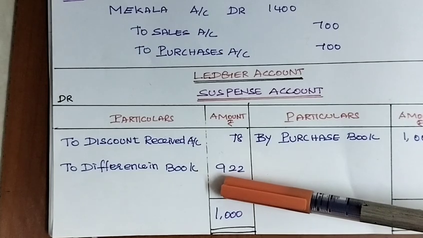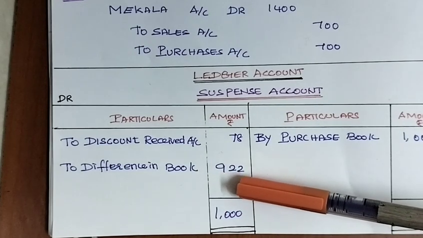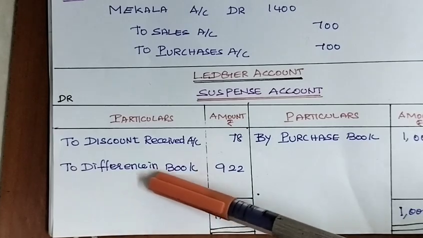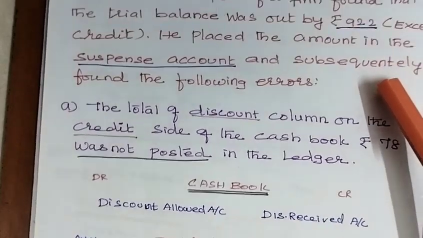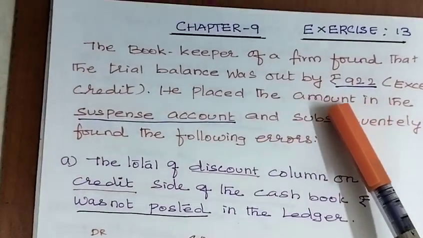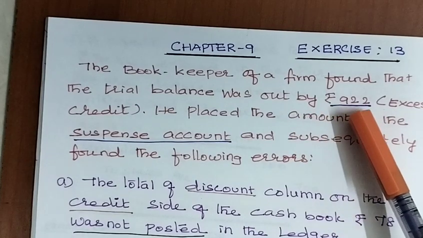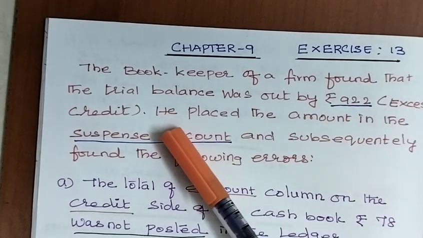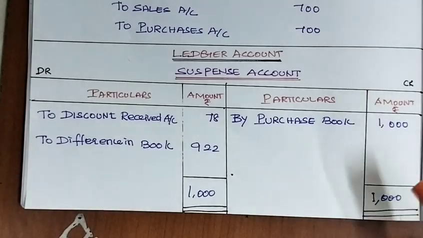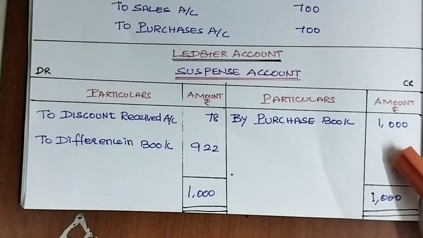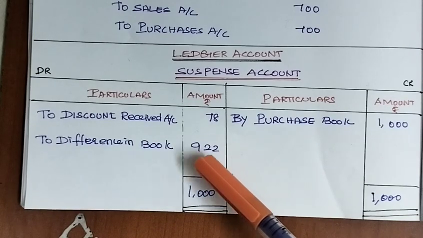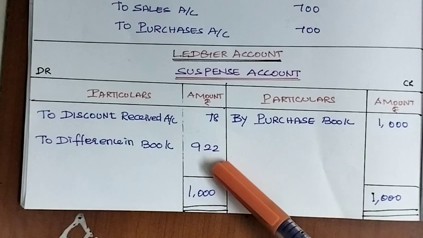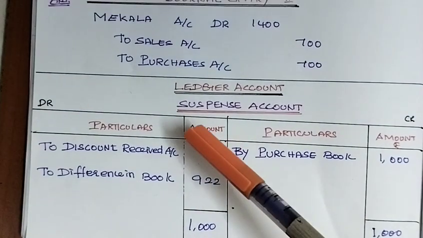We will get 922 rupees. This is the difference in the book. Listen, here in the heading they have given 922 rupees excess credit, right? So on the credit side we have 922 rupees excess. So to balance it, we have to enter that 922 rupees on the lesser side. Okay, now we have prepared the suspense account.